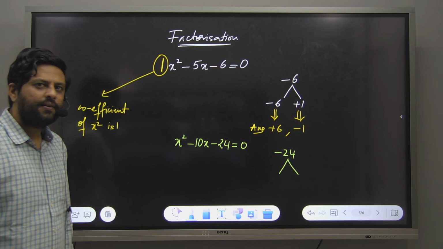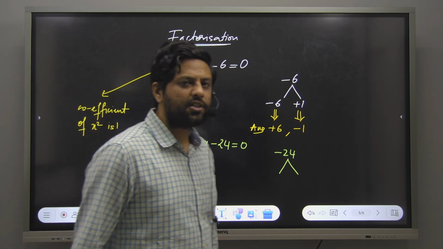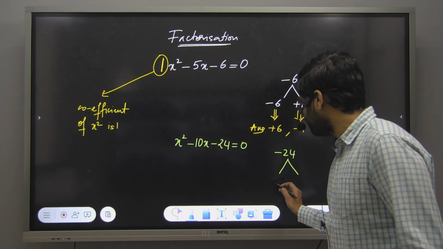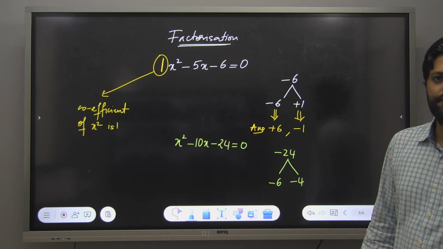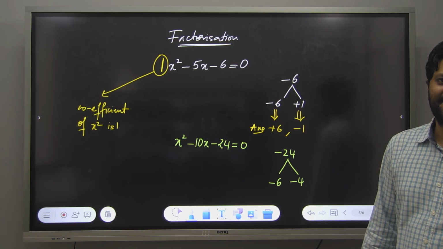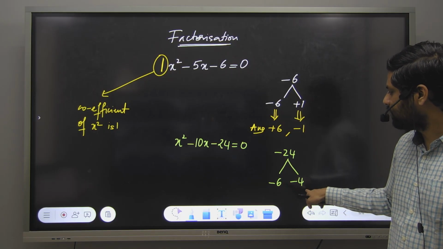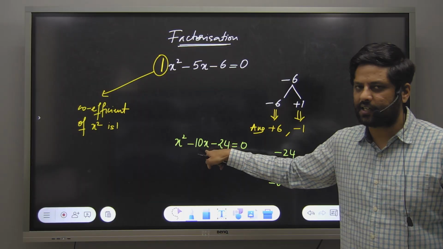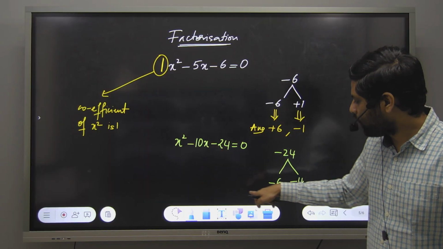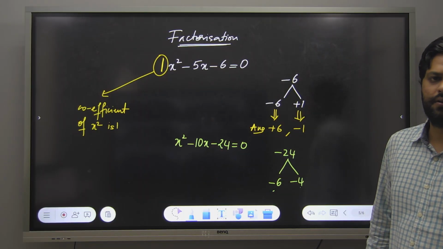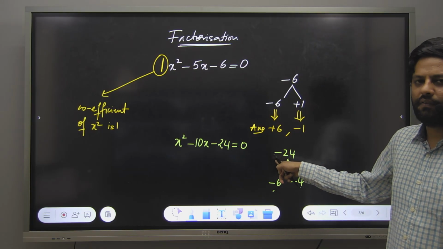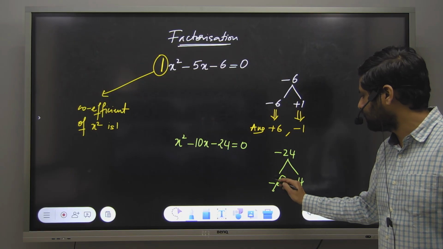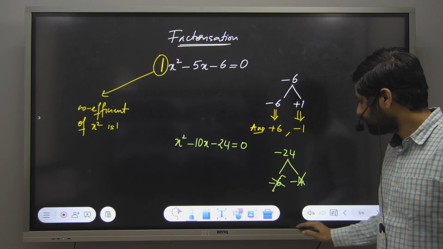Minus 6 minus 4 is not correct. Why is it not correct? Minus 6 minus 4 is minus 10, correct? But minus 6 into minus 4 is plus 24. We don't have plus 24. So this is wrong. Minus 12 plus 2, minus 12 plus 2.